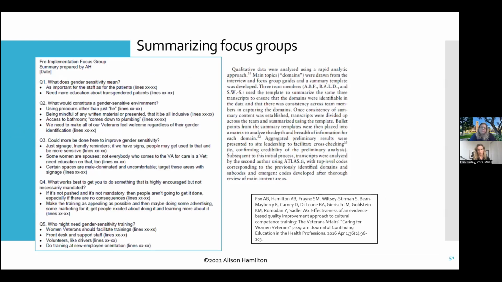Some of you are familiar with rapid analysis, that we have workshops available for you as well. This is an example of summarizing focus groups where we actually took the questions from the interview guide and then just summarized what people said about each of the topics that was raised in each question. This is explained more in the paper that's cited here. I just wanted to show you a quick example of what our summaries look like, which is a bigger topic than we have time to get into, but more information is available here.